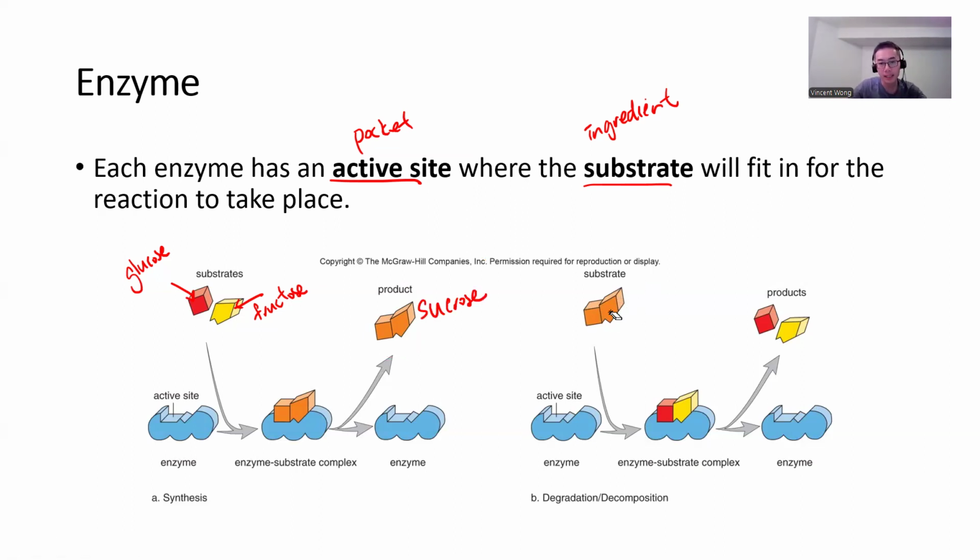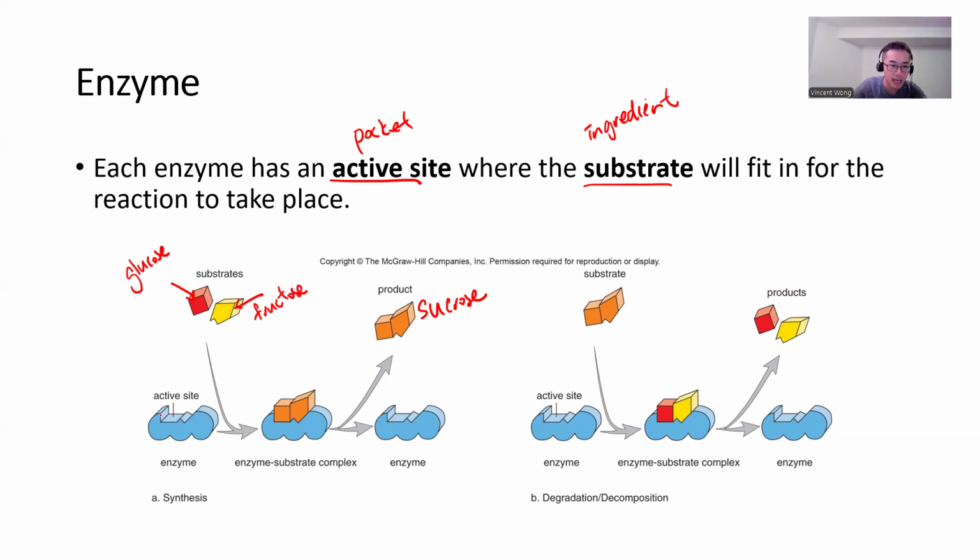Now, here is the reverse. If you eat a spoonful of sugar and your body wants to break it down, you also need an enzyme to do it. So the enzyme, the active site, will allow the substrate to fit in, it will break it, and then it will split out the product. So you see, the active site is of a particular shape.